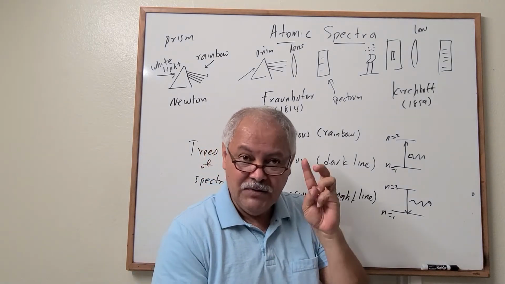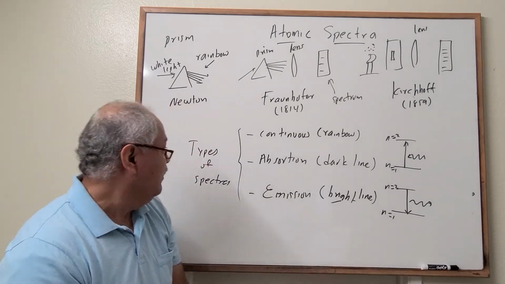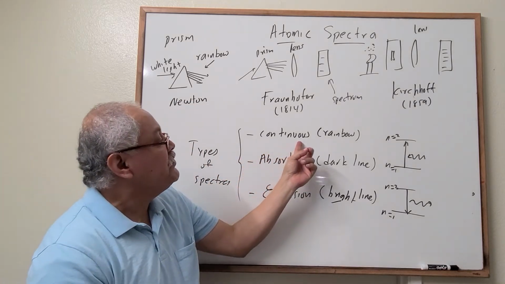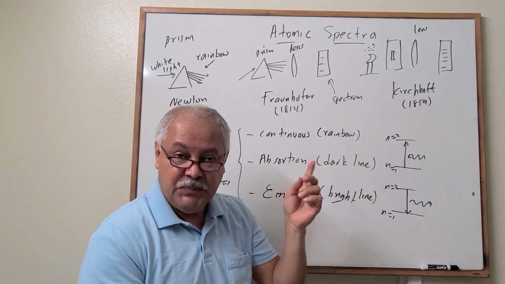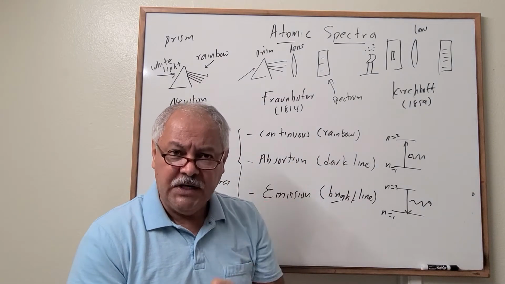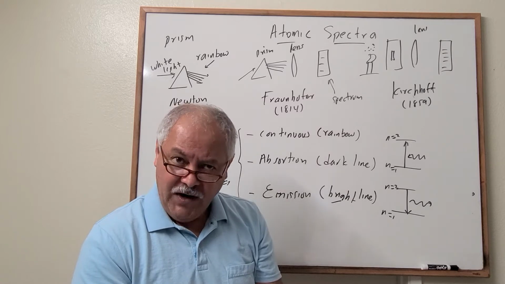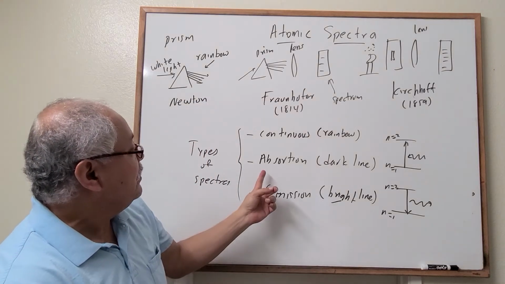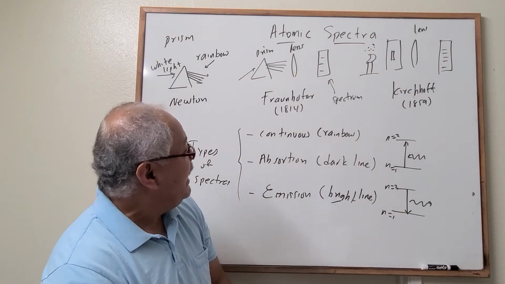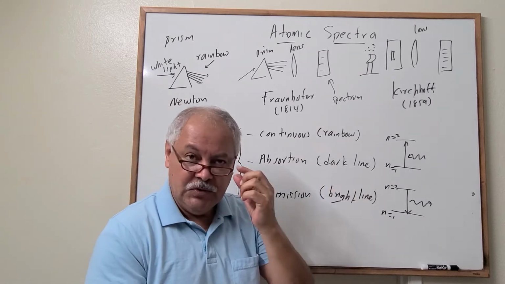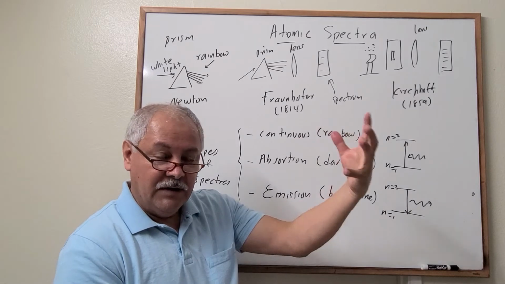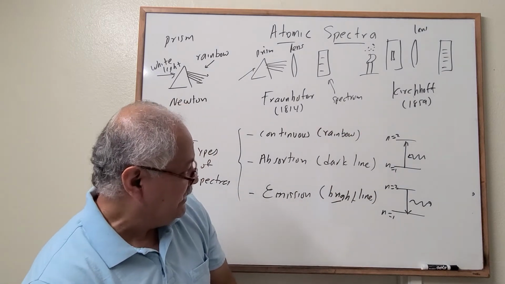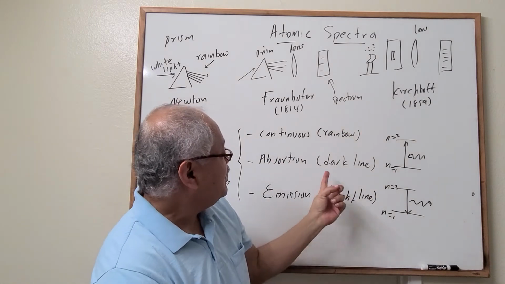Okay, and he found three types of spectra. He found continuous spectra, that's a rainbow that is produced by a solid object or liquid that are very hot. Correct. Absorption lines or dark lines is produced by gas, which is cold and in front of a hot source. Correct. So in this case, we have absorption.